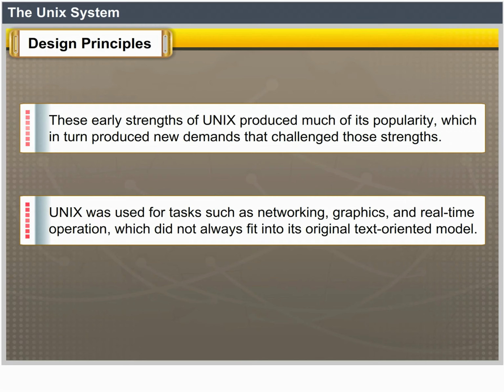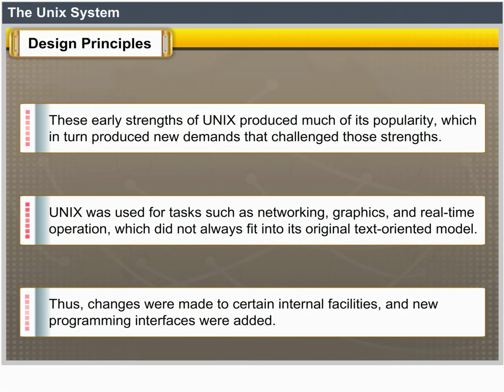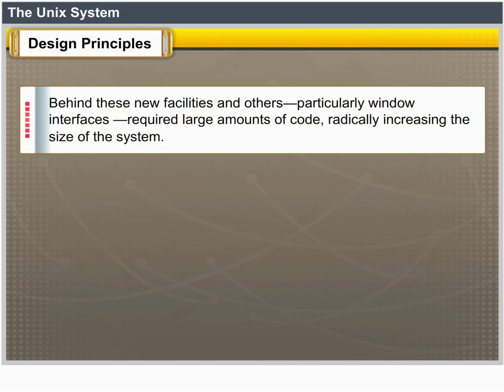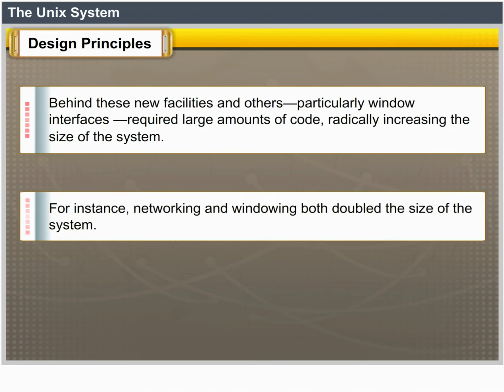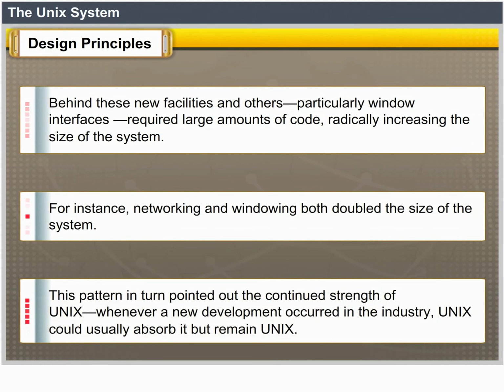Thus, changes were made to certain internal facilities, and new programming interfaces were added. Supporting these new facilities and others, particularly window interfaces, required large amounts of code, radically increasing the size of the system. For instance, networking and windowing both doubled the size of the system. This pattern in turn pointed out the continued strength of Unix. Whenever a new development occurred in the industry, Unix could usually absorb it but remain Unix.